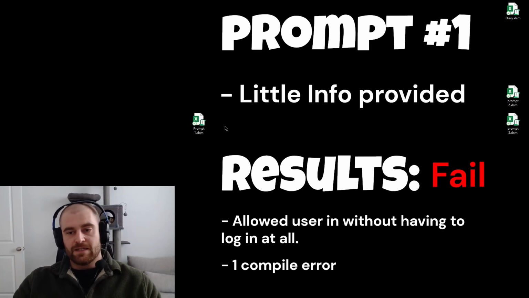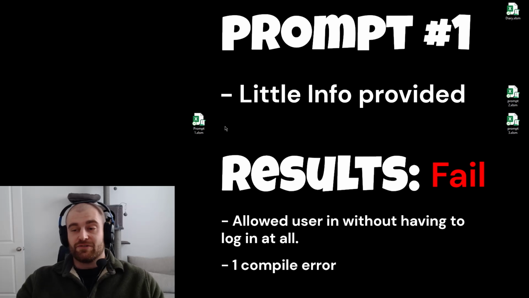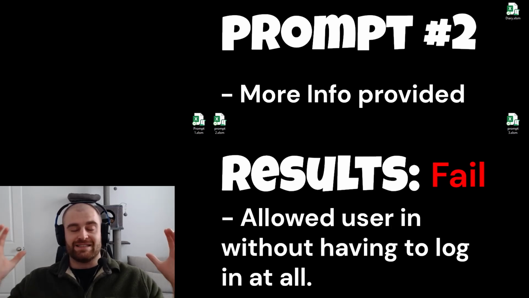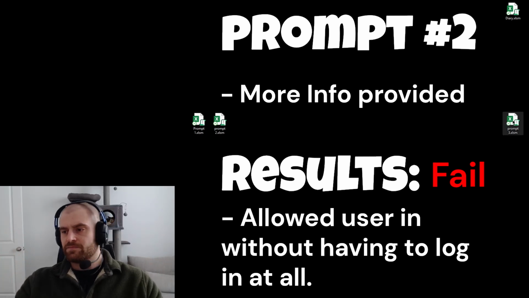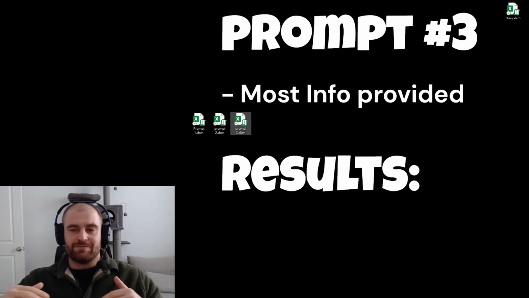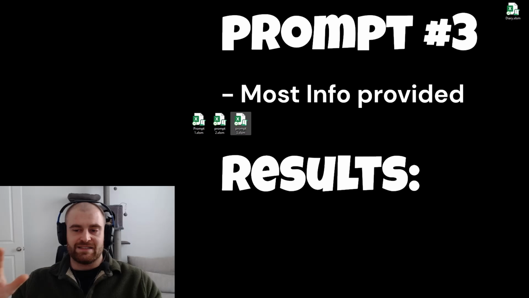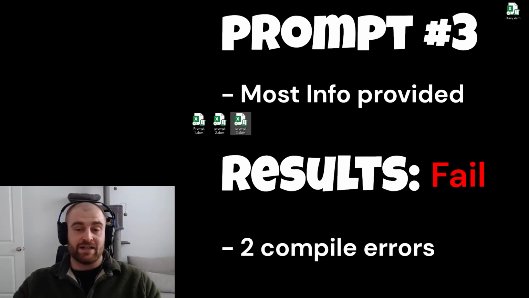Prompt number 1, catastrophic failure. Very little information given and very little capability returned by Copilot. Prompt number 2, another catastrophic failure. Does not meet our entire objective of just keep people out. It lets you in with blank credentials. Prompt number 3, we had to give it a ton of information, become a design expert basically, and it still has plenty of bugs, and it just had out of the box 2 compile errors that I had to fix.